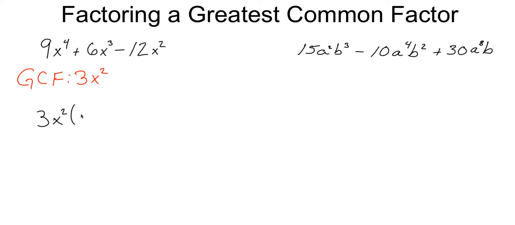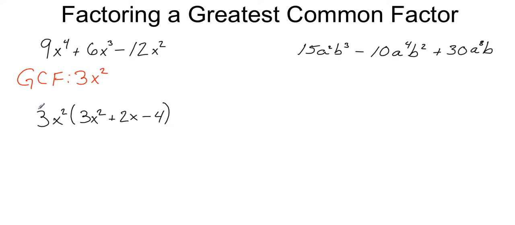So 3x squared times 3x squared would equal 9x to the fourth. And then for my next term, I have to think 3x squared times what gives me 6x cubed. And so that would be 3 times 2 gives me 6. X squared times x would give me x cubed, so that term is going to be 2x. And then for the last one, we have 3x squared times what gives me that negative 12x squared. Well, 3 times negative 4 would give me negative 12, and x squared would just stay as x squared.